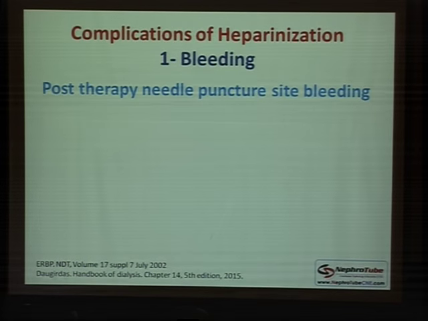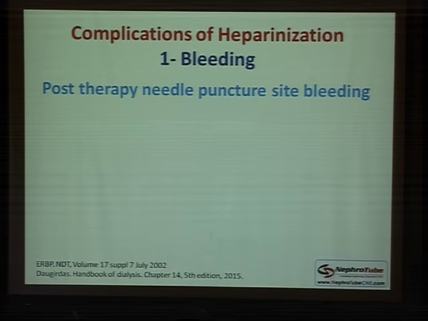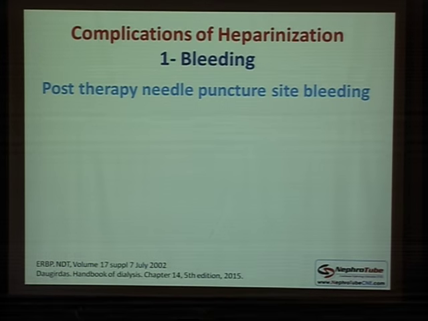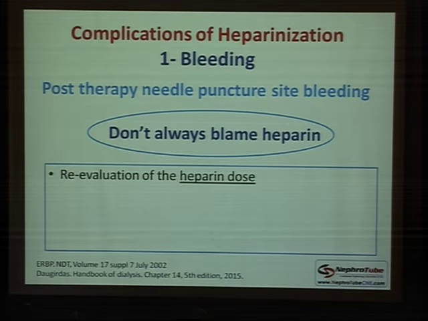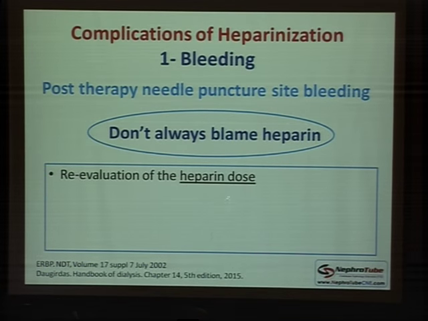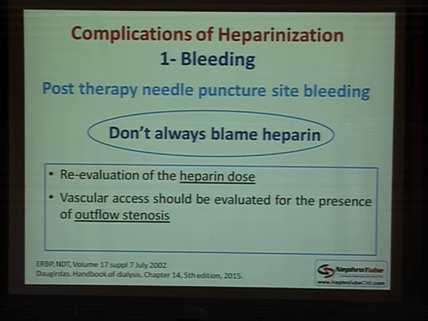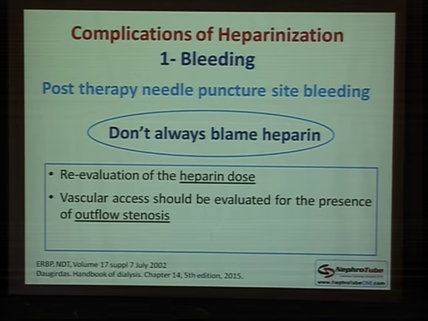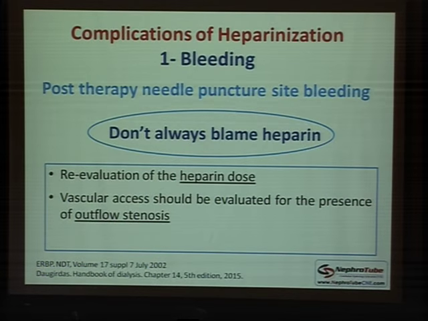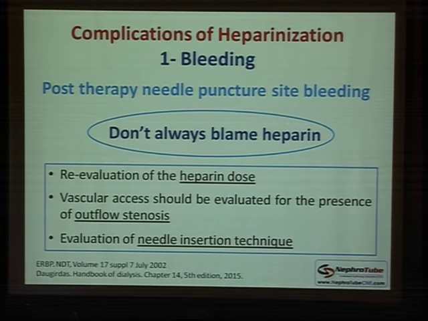One of the most common manifestations of bleeding is post-therapy needle site bleeding. After you remove the needle from your patient after the hemodialysis, you have continuous bleeding which is prolonged. Many of us assume it is because the patient had an overdose of heparin during the dialysis session, but again, don't always blame heparin, because there are many other important and common causes of the same presentation. Yes, you have to evaluate your heparin dose, but don't forget that outflow stenosis of the vascular access is one of the most common causes of post-therapy needle site bleeding due to high pressure, which delays the occlusion of the needle. And again, evaluate your nursing needle insertion technique.